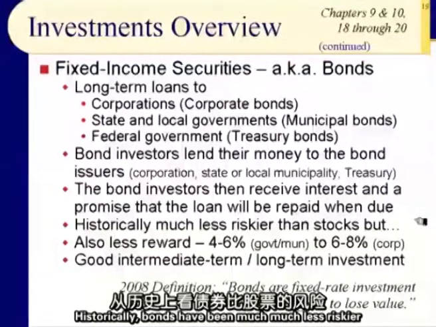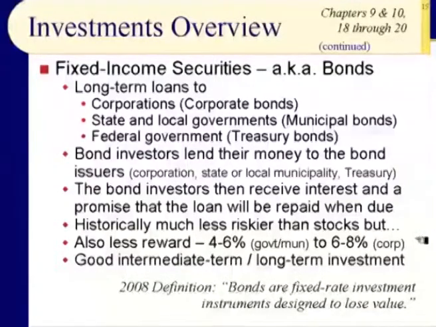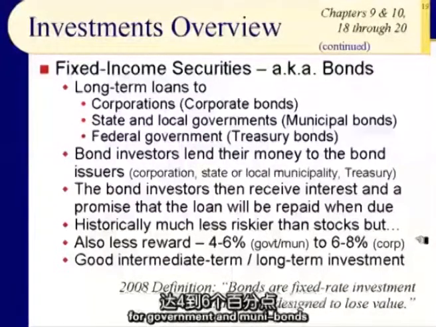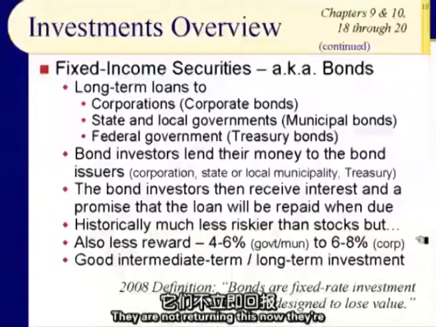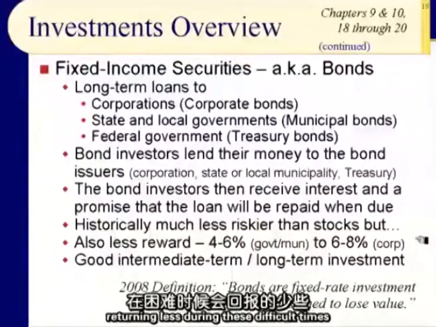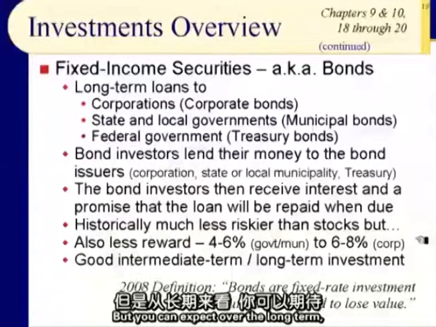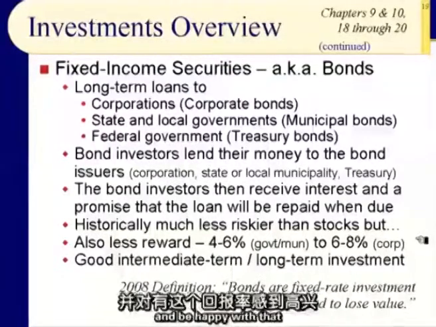Historically, bonds have been much less risky than stocks. But what else? You're right, less reward. Over the long term, bonds have returned 4, 5, 6% for government and muni bonds, 6, 7, 8% for corporate bonds. They are not returning this now. They're returning less during these difficult times. But that's what you can expect over the long term. Bond investors normally would shoot for about 6% and be happy with that.